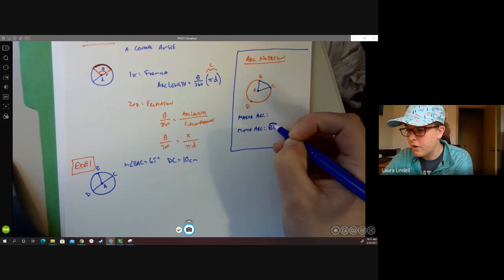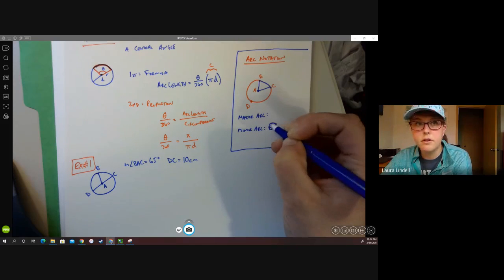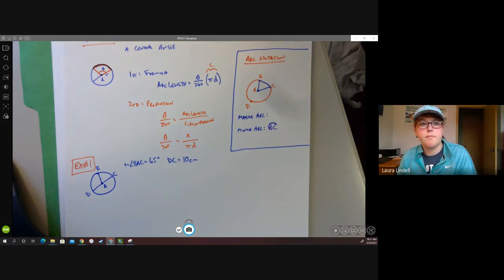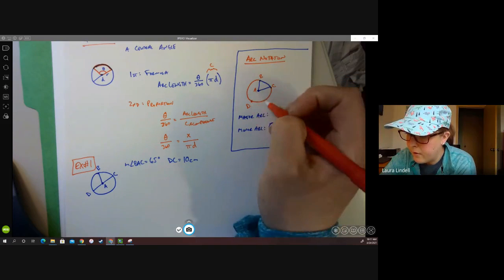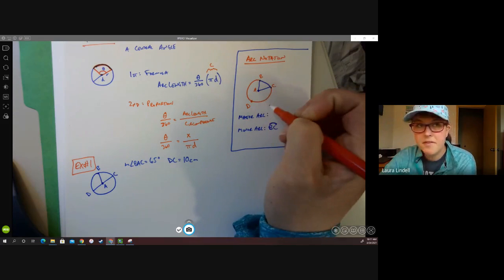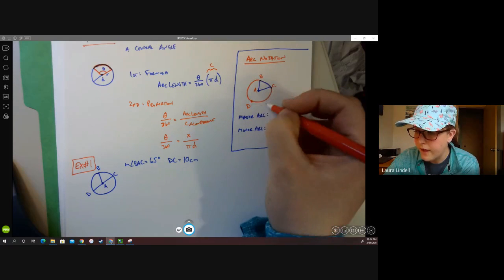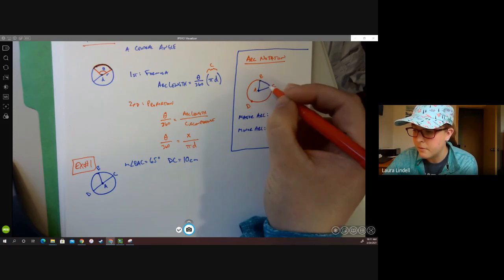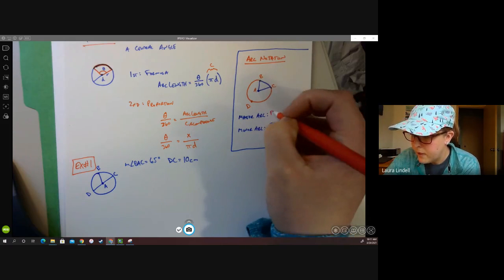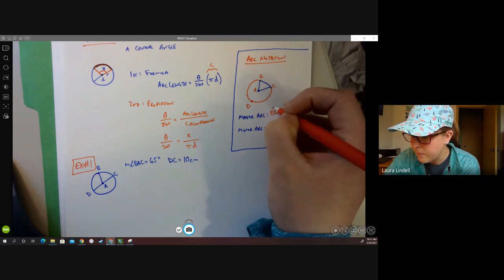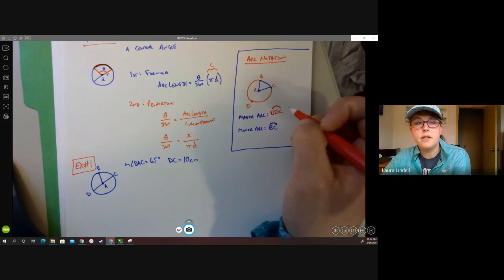And the way that you label an arc is you take the letters and you put a little curved arc thing over it. A major arc is greater than 180 degrees. So like this out here would be a major arc. And that's labeled with 3 letters to tell you that you're going to go all the way around the outside instead of just grabbing the minor arc here. So BDC would be how you would label a major arc.